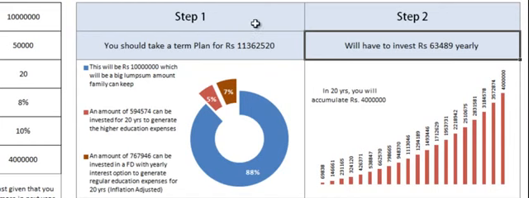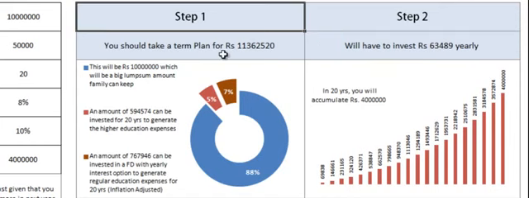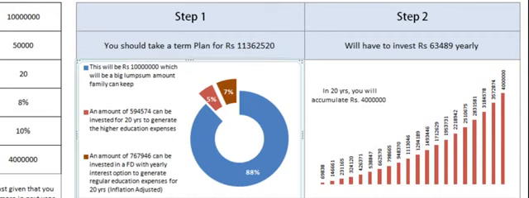If you look at step 1, you will take a term plan for 1 crore 13 lakh rupees. Now this will help your family in case you die. And how will that happen? Let's see this.